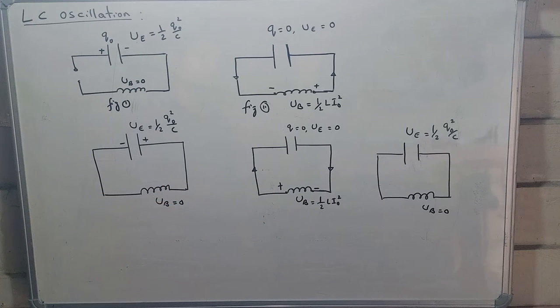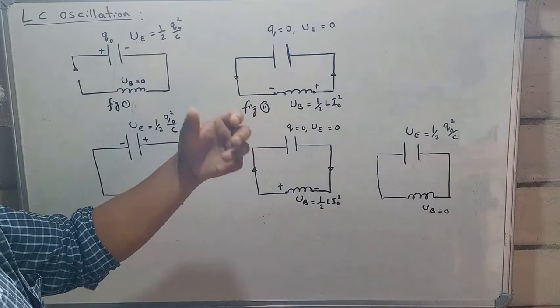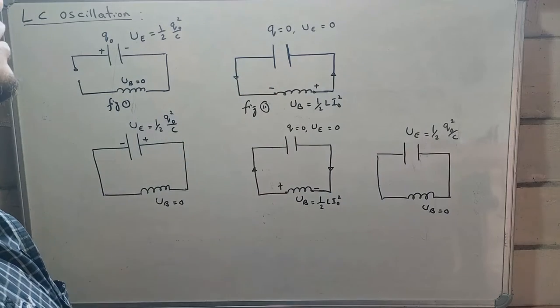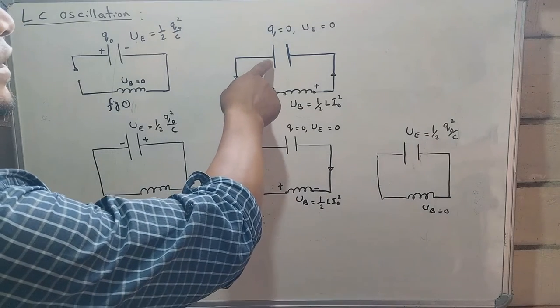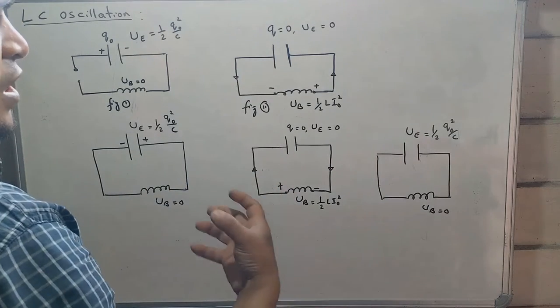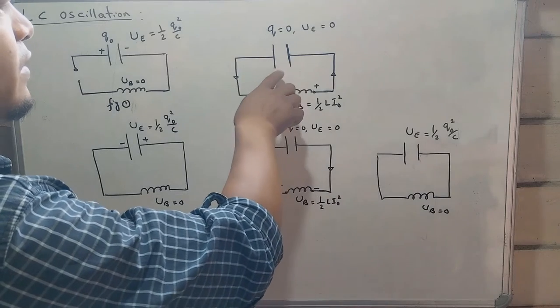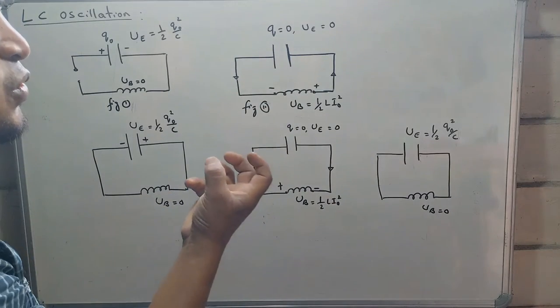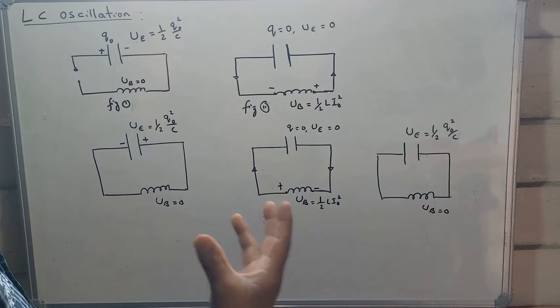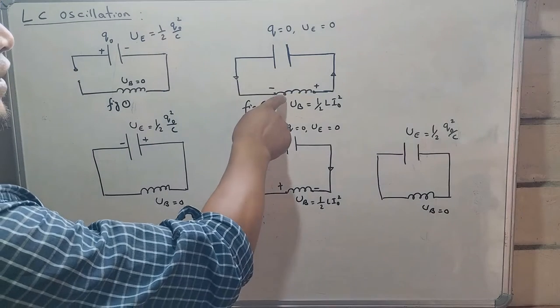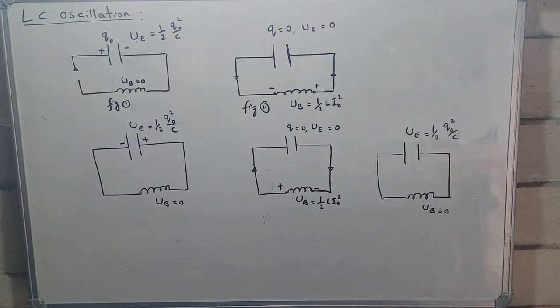For how long will this transfer of charge from the capacitor to the inductor take place? It takes place until all the charge in the capacitor is completely zero. When the capacitor starts discharging, the electrical energy stored in the capacitor starts decreasing, whereas the magnetic energy in the inductor starts increasing.